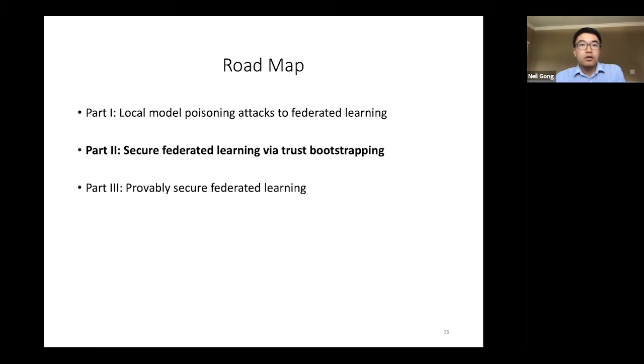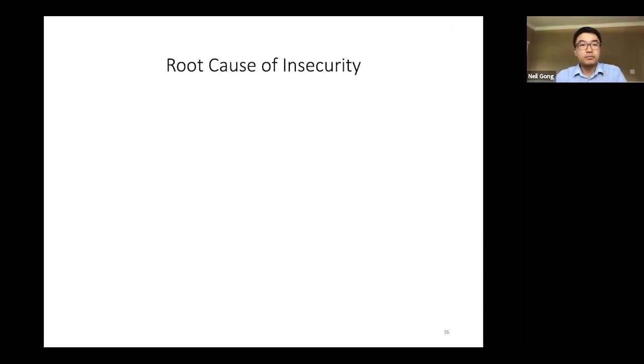Okay. So I think the limitation of our attack, basically, is what we can discuss in the next 2 parts, part 2 and part 3. Basically, we can defend against these attacks, kind of leveraging the limitation of our attack. So probably we can continue. Okay, so let's continue to part 2 about building secure federated learning via bootstrapping trust on the server.